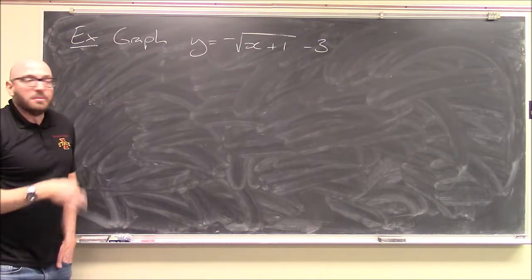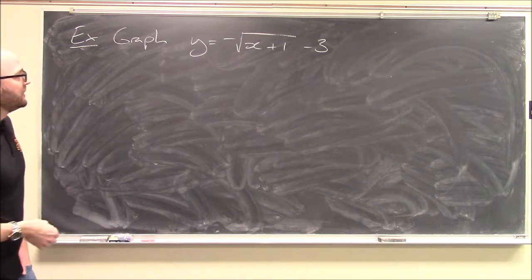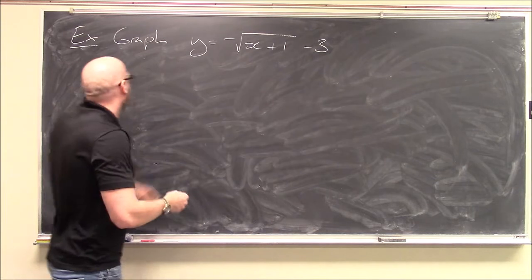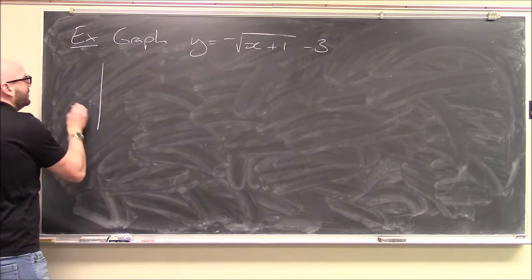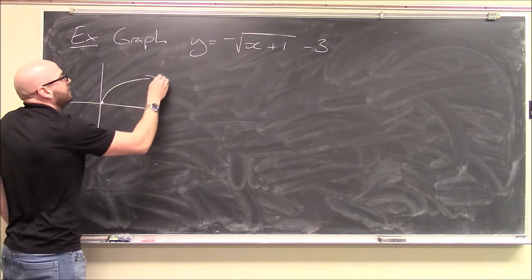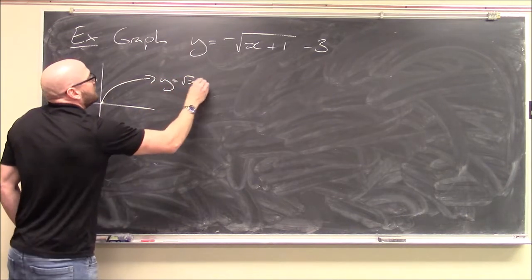So I figure we'll just combine these together. We'll just do one more example. Let's graph y as the negative square root of x plus 1, minus 3. So we'll go through this step by step. We'll start off with the square root of x. There's y as root x.